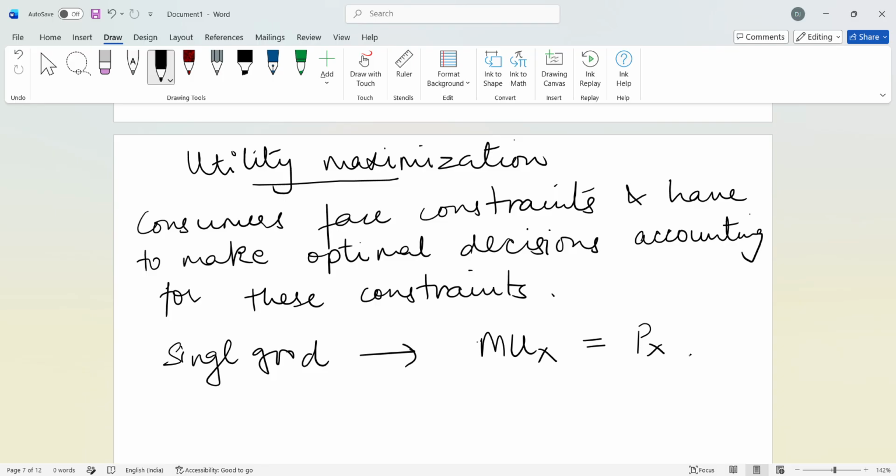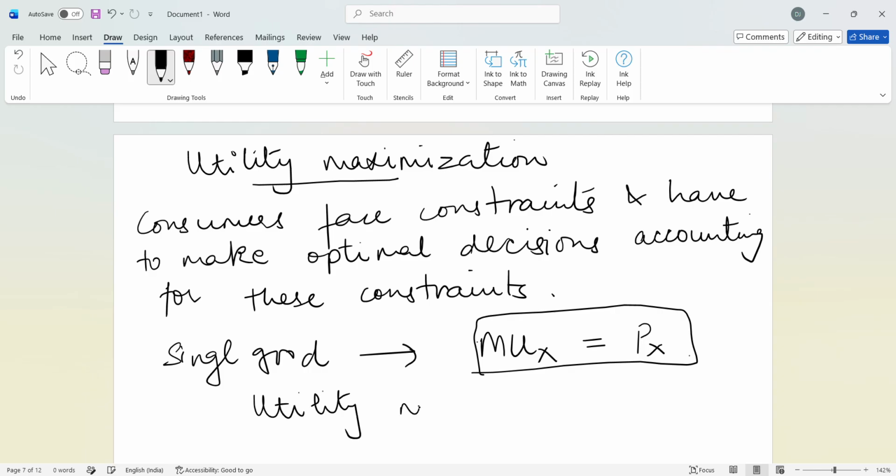And yes, the price of a good, whatever we are consuming, is nothing but a marginal cost to me. If I'm consuming one good, then the price of that good is the additional cost to me. So as long as the marginal utility of my good is equal to the price of that good, for a single good, it means that I have attained utility maximization.